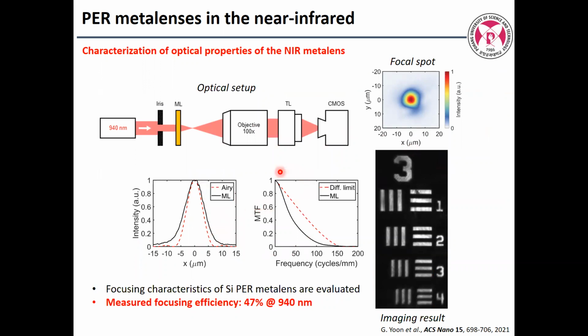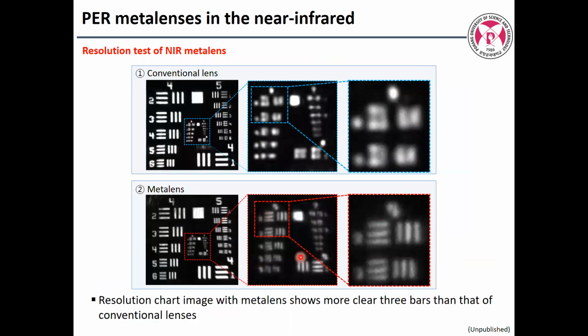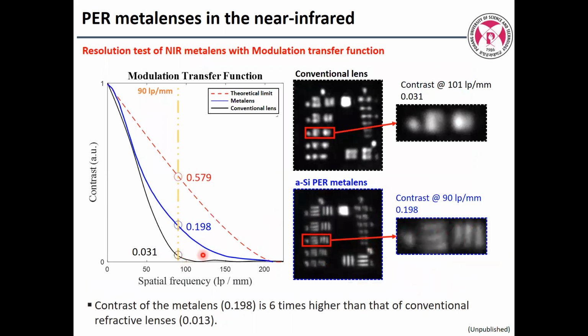Okay, so although the MTF value is not 100% of the diffraction-limited lens, we measured a comparison between a normal lens and a metal lens. This is a simple setup, and you can see the metal lens provides much higher resolution. Even though this is not a super-resolution scheme, the MTF value becomes 6 times larger than a conventional glass lens. So we have higher image contrast compared to the conventional lens, and a better resolution, but still far from the theoretical limit.